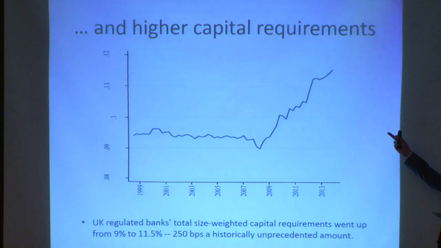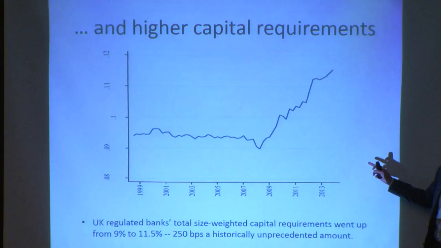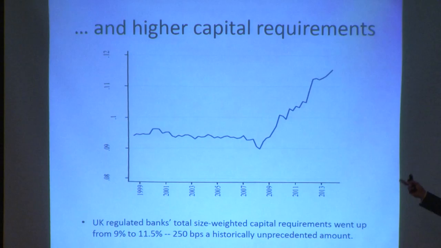Just to point out, these are general Pillar 1 capital requirements at 8%, but also in addition to this Pillar 2 requirements. And these Pillar 2 requirements differ by bank. This variation of capital requirements by bank, and the fact that they change at different points in time, is what we use in the paper to identify our effects.